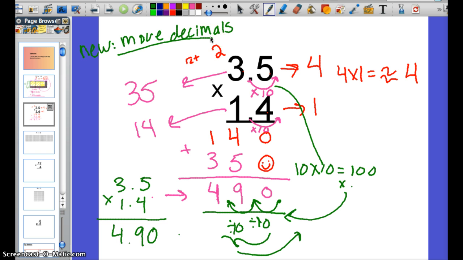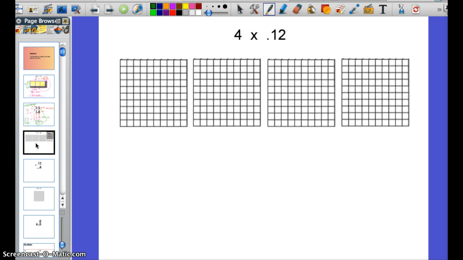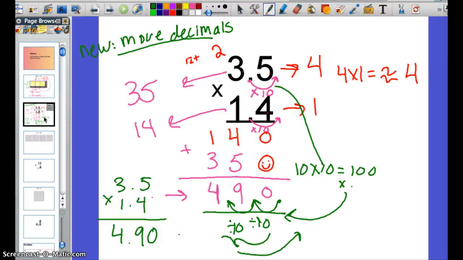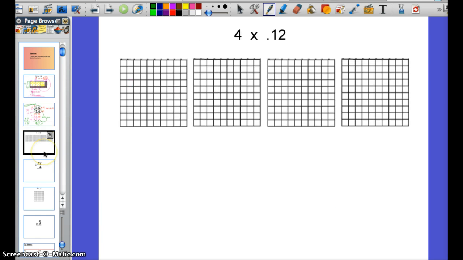Okay, so let's take another look, because we blew through those two pretty quickly. So let's take a look at another example. Now this one's a little bit different because in this last one it was basically like we were multiplying a mixed number, 3.5, by a mixed number, 1 4/10. But in this example, we're going to be multiplying a whole number times a decimal. You can think of it like a whole number times a fraction, the fraction being 12 hundredths, right?